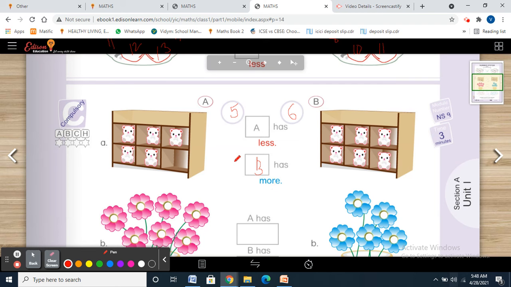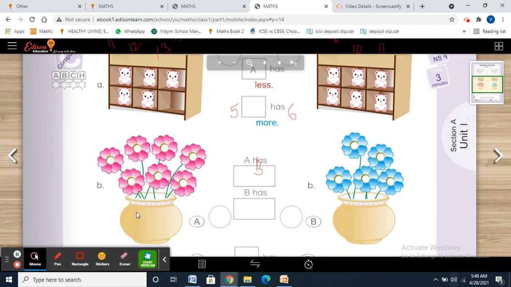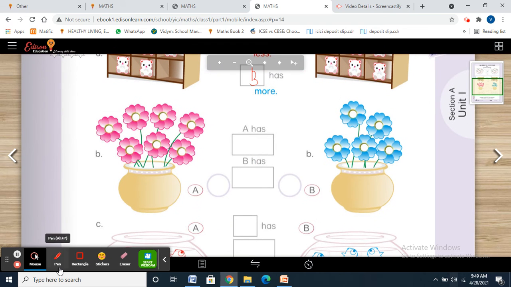B has more. Less means when the count is less. Okay? When you're going to write less, when the number is small. When you're going to write more, when the number is big.